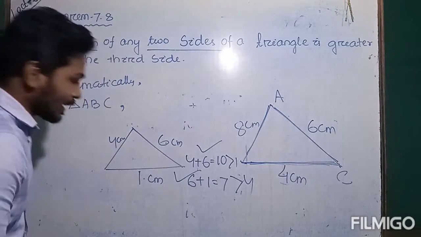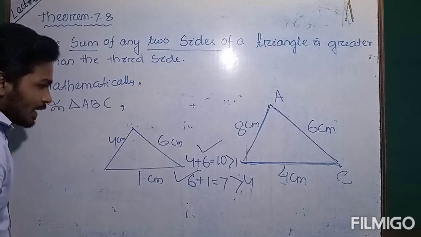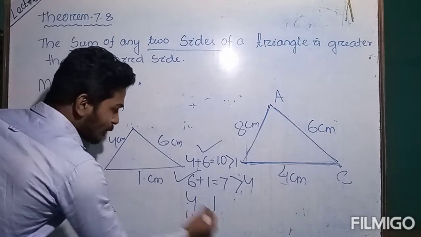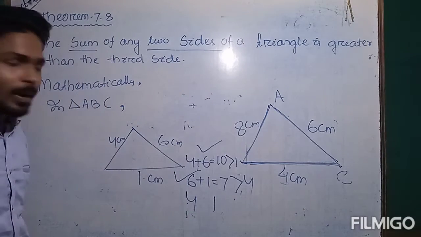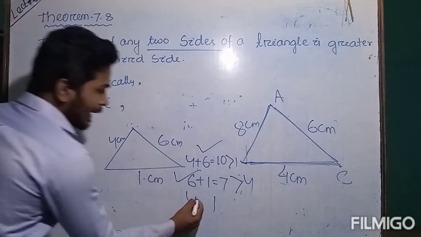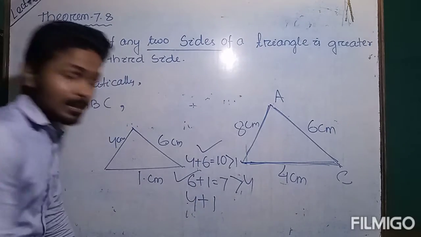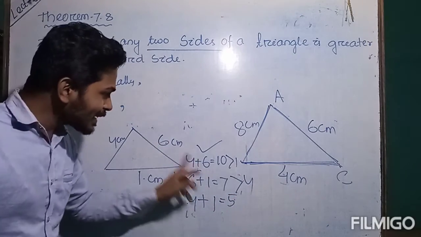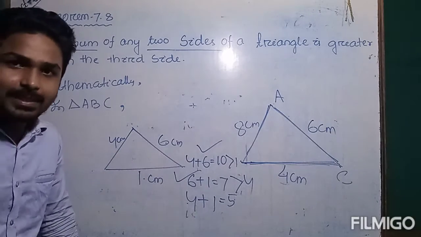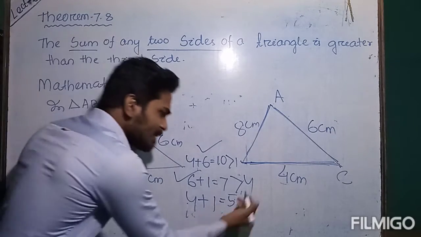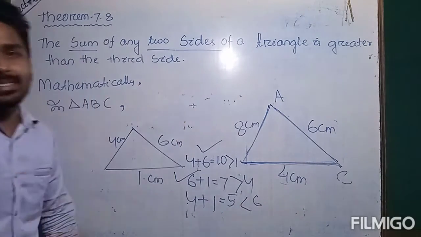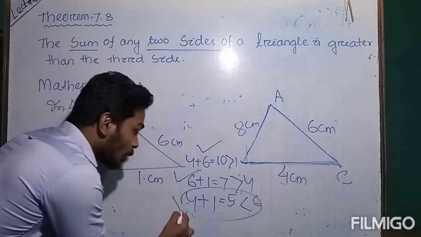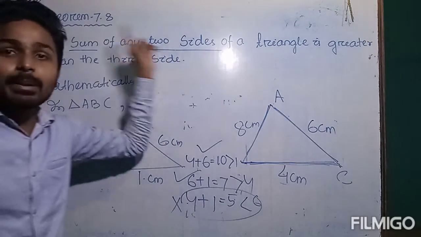Let's take the third condition. For the third condition, we have to take 4 centimeter and 1 centimeter, these 2 sides, and add them. Then the result is 5. Now tell me, is 5 greater than 6? Is it true? Never. 5 is less than 6. It is not greater than 6. That means this condition does not hold good for theorem 7.8.